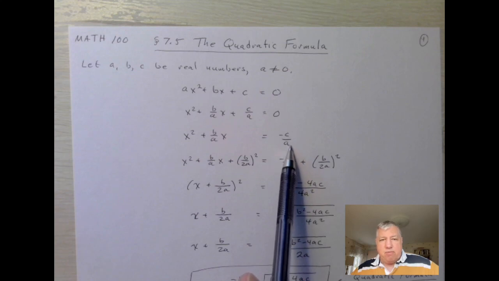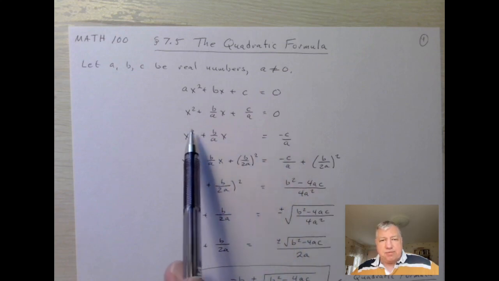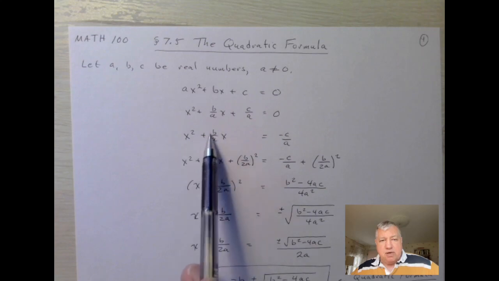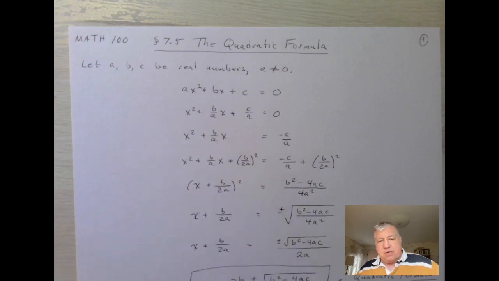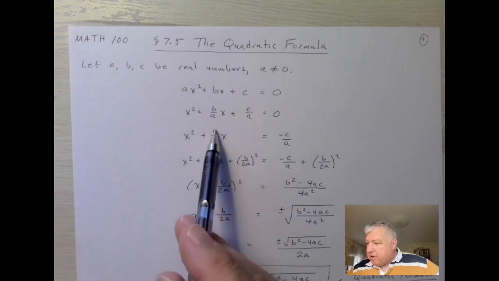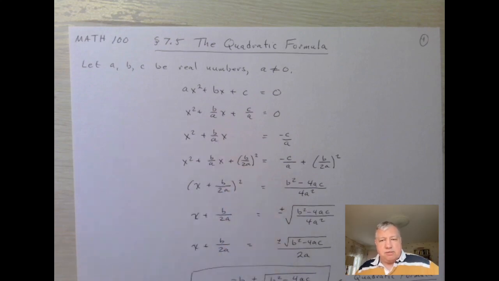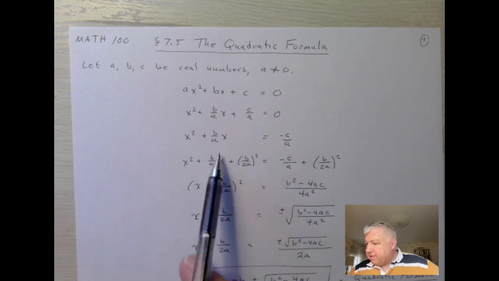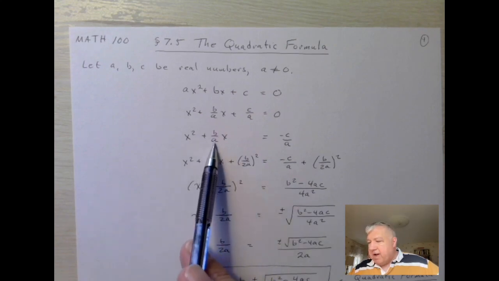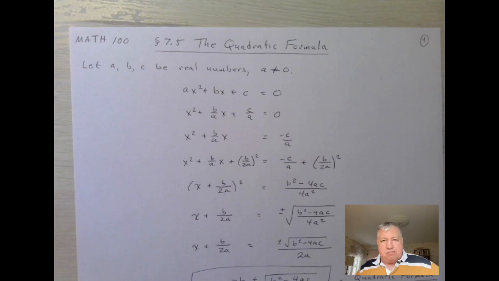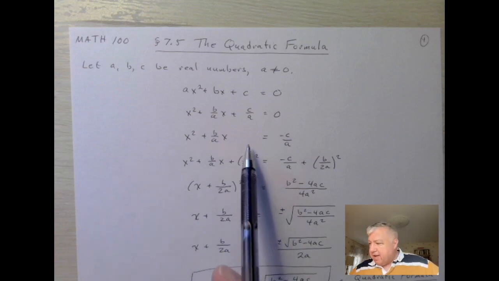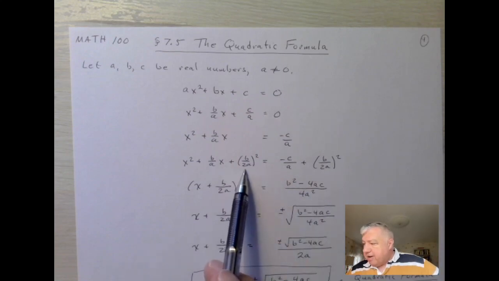The reason why we want to do this is because we have something in the form of x squared plus a number times x, and that's where we can complete the square. So we take the coefficient of the x term, divide it by 2, and square it, and that's what we add to both sides. In this case, if we take b over a and divide by 2, that's the same thing as multiplying it by 1/2. So b over a times 1/2 is the same as b over 2a.